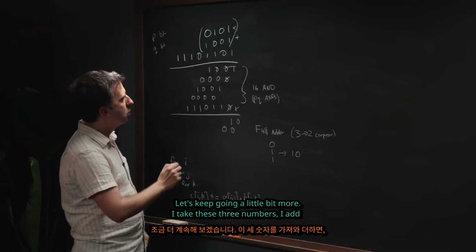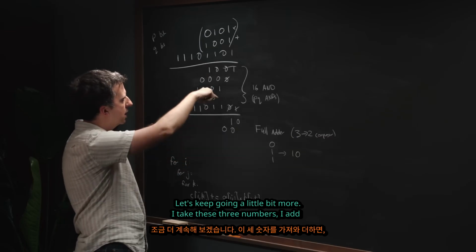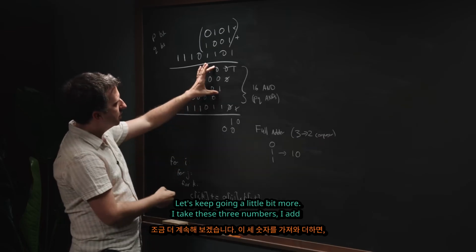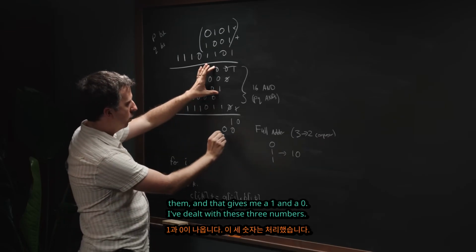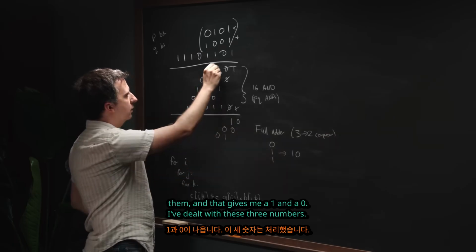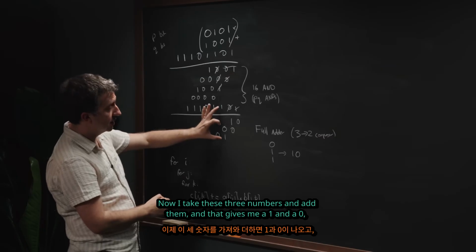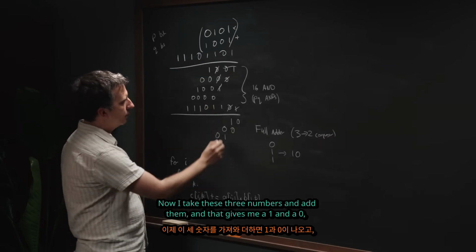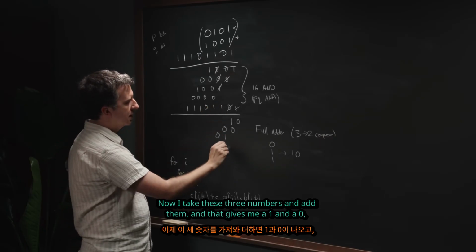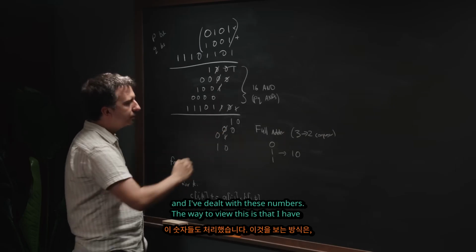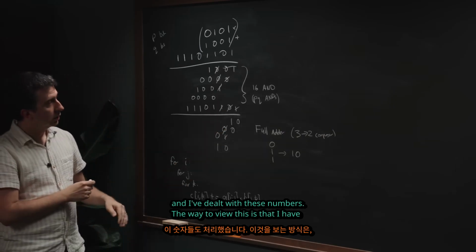Let's just keep going a little bit more. So we'll go here. I'll take these 3 numbers, I add them. That gives me a 1 and a 0. I've dealt with these 3 numbers. And now I take 1, 2, and I can even take these 3 numbers, for example, right now, and add them, and that gives me a 1 and a 0, and I've dealt with these numbers.